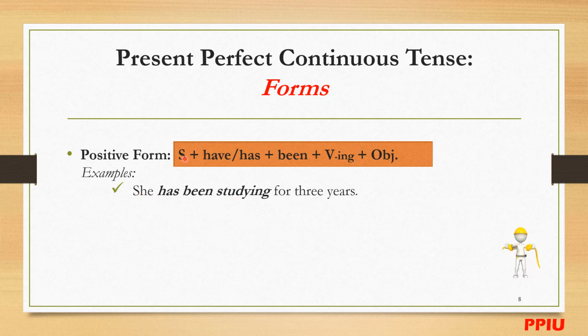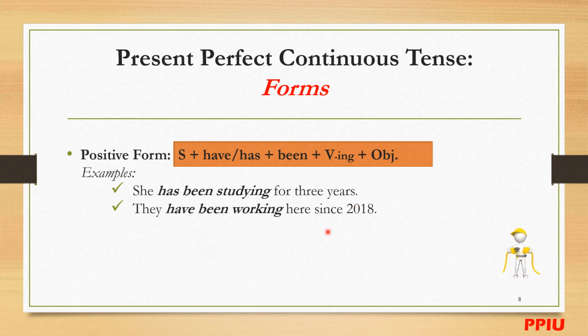Okay, so she is the subject. Has is have or has in here. Been studying, verb-ing. This one has no object in here, right? And for 3 years is just the time expression in here. Okay, they have been working here since 2018. So the subject, have is used with a plural pronoun. Been and working is verb-ing. Here it can be an object or a place, we can say. Since 2018 is the time expression.